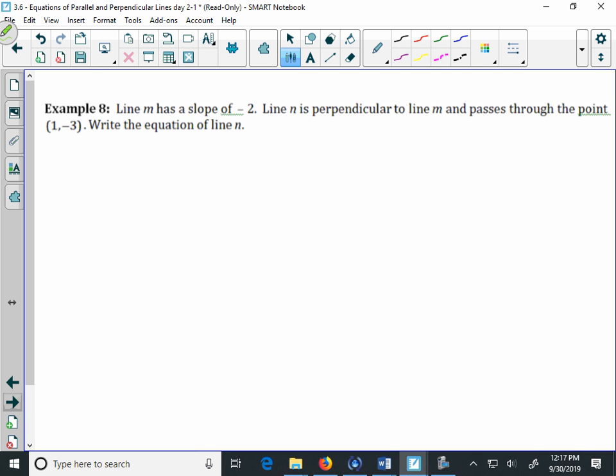If we take a look at example 8, line N has a slope of -2. Line N is perpendicular to line M and passes through the point 1, -3. Write the equation of line N. So they didn't give us an equation. They just told us what the slope of the line is, and that's all really what we care about. We're writing a new line for line N. So I'm going to fill in my y minus something equals something times x minus something. And line N is perpendicular to M. And we know M has a slope of -2.